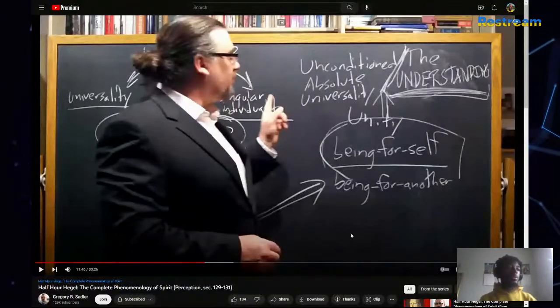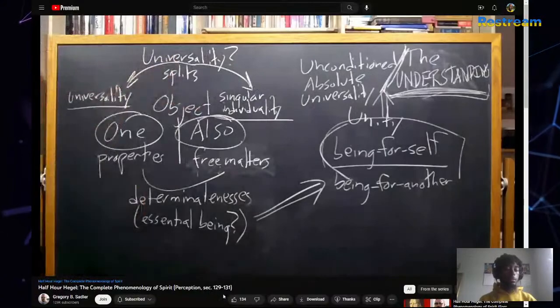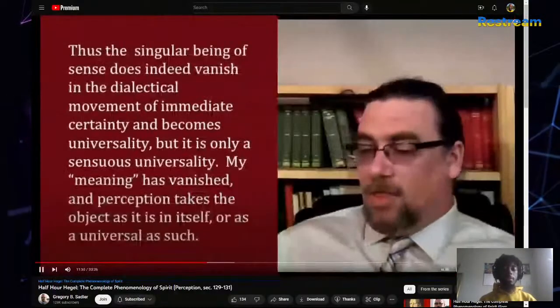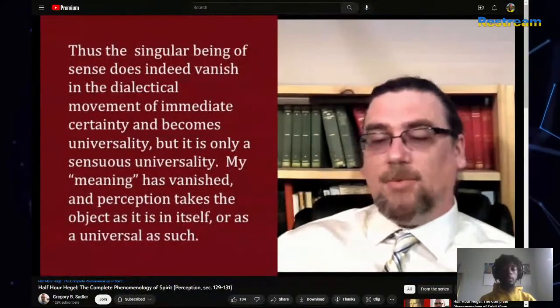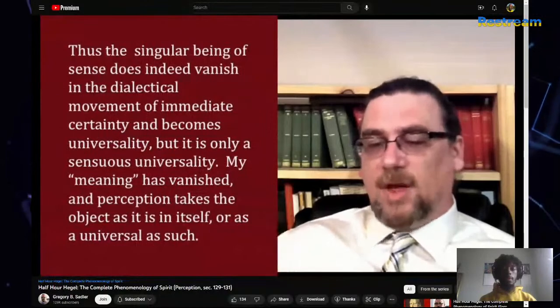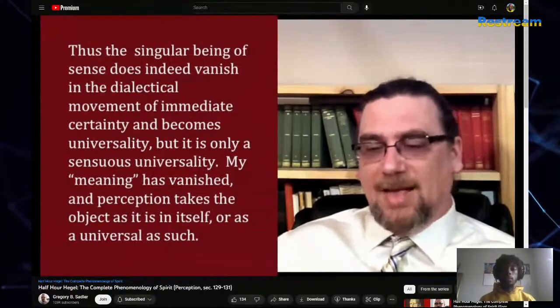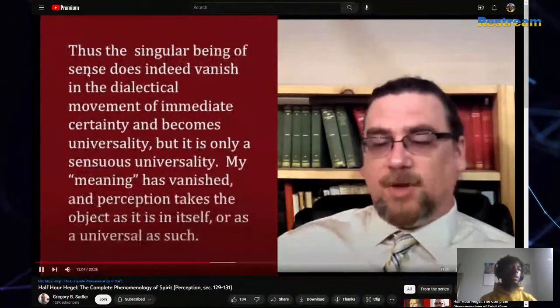Sorry. Thus, the singular being of sense does indeed vanish in the dialectical movement of immediate certainty and becomes universality, but it is only a sensuous universality. My meaning has vanished and perception takes the object as it is in itself or as a universal as such. Singular being, therefore, has vanished and perception takes the object.